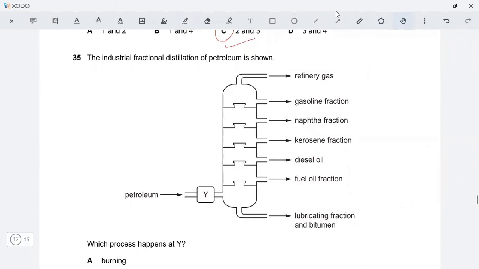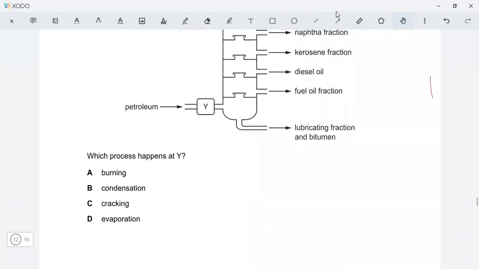Okay. 35. The industrial fractional distillation of petroleum is shown in this diagram. First is the lighter one, the refinery gas, followed by gasoline fraction, naphtha, kerosene, diesel oil, fuel oil, and the final one, the heavier particles. This lubricating fraction, what we call bitumen.